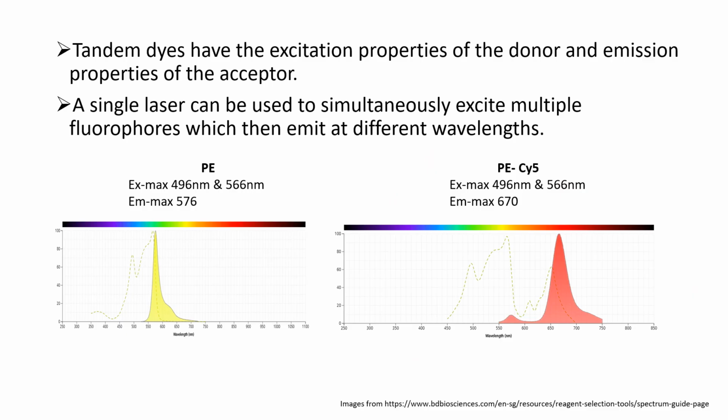This allows us to use a single laser to simultaneously excite multiple fluorophores, which then emit at different wavelengths. For example, both PE and PE-Cy5 have the excitation property of PE, while PE will emit its fluorescence at 576 nanometers, which is shown here in yellow. PE-Cy5, which has the emission property of Cy5, will emit at 670 nanometers. This way, we can analyze two antibodies with the same laser beam in the same run.